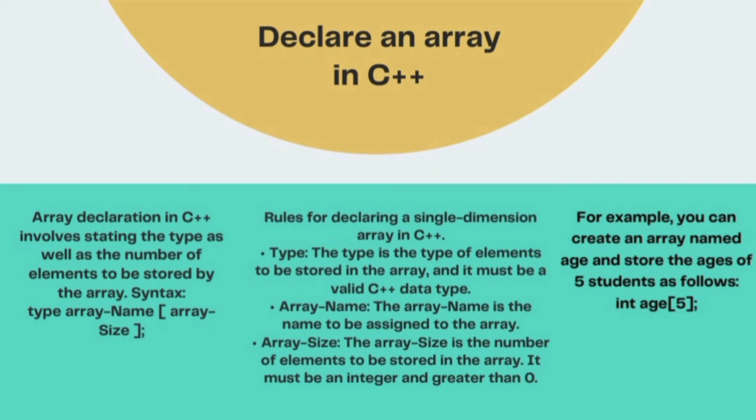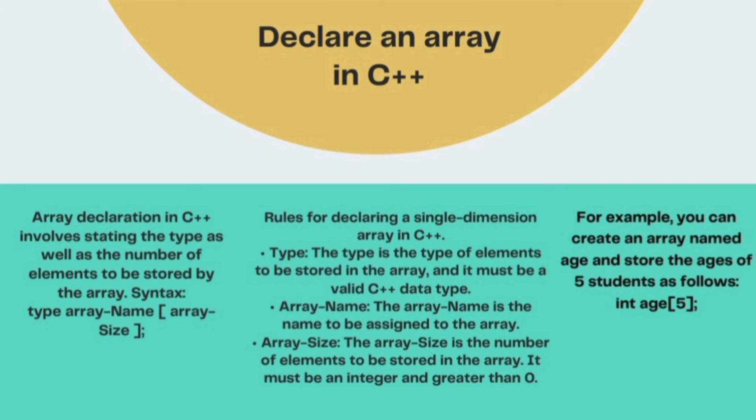Rules for declaring a single-dimension array in C++. Type: the type of elements to be stored in the array, and it must be a valid C++ data type. Array name: the name to be assigned to the array. Array size: the number of elements to be stored in the array. It must be an integer and greater than 0.